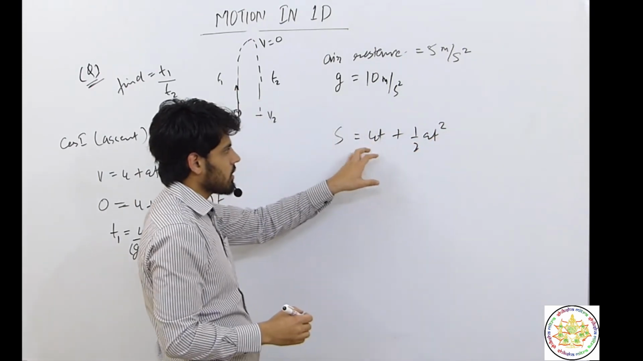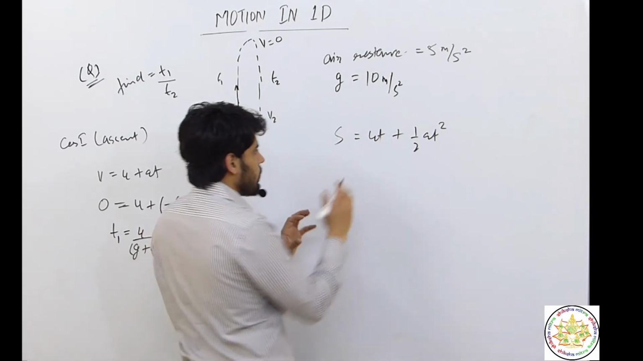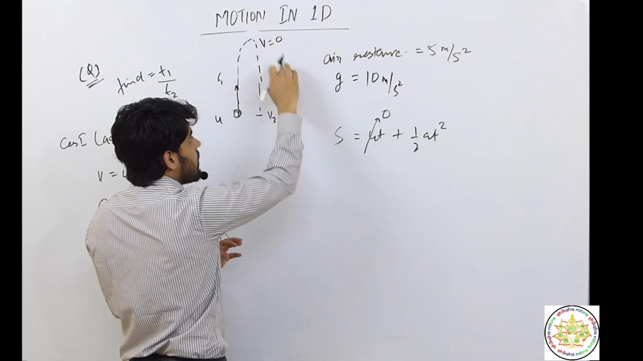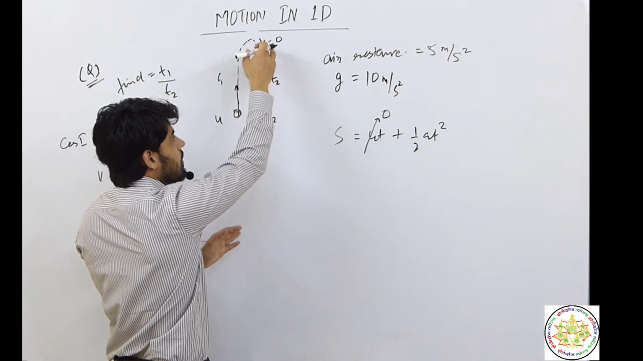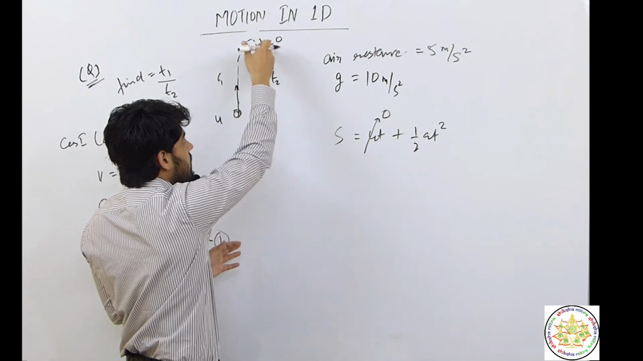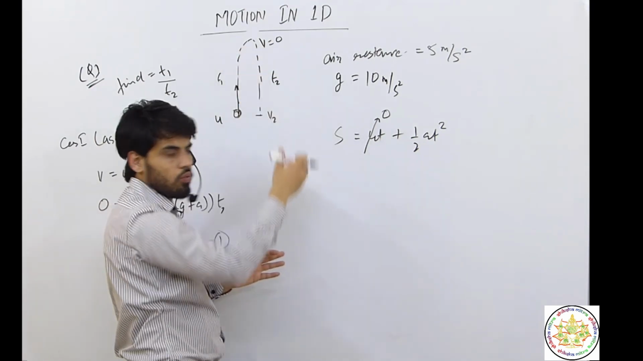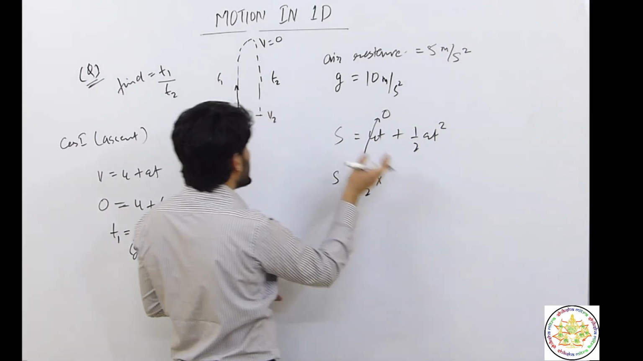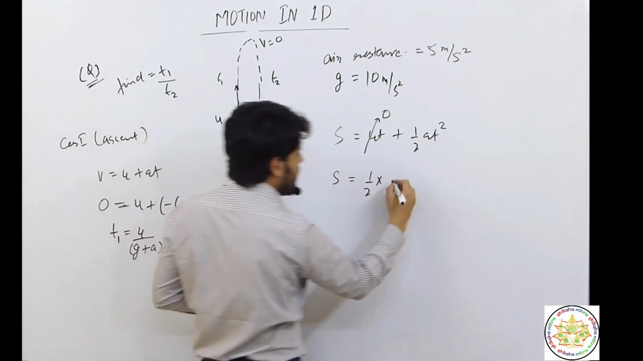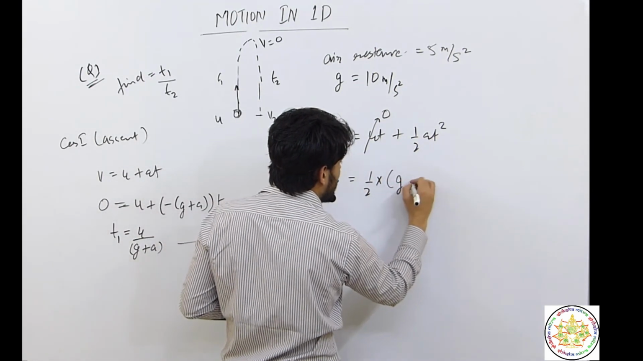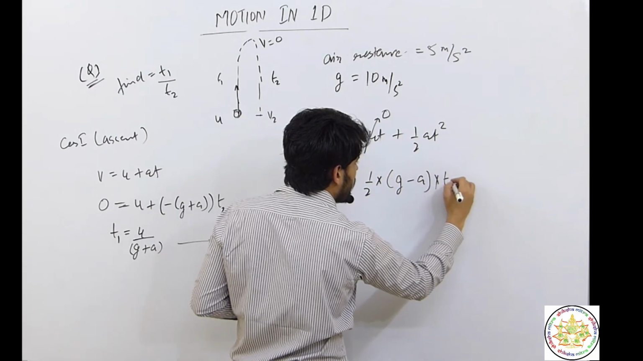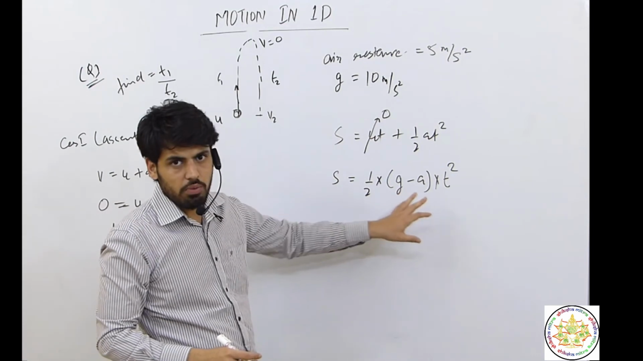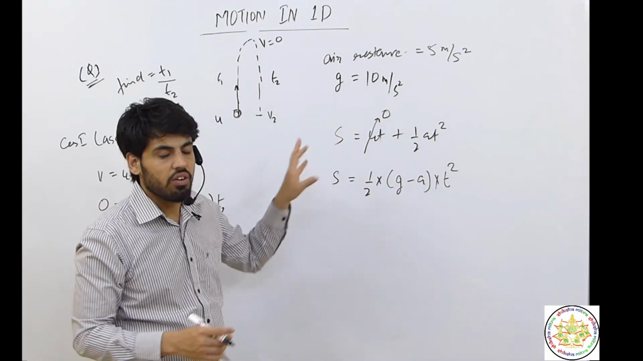This we have used because we try to resolve the equation in the smallest form so that it is easy to solve. Because initial velocity for this motion will be 0, that was final for the case 1, but now initial velocity for the case 2 will be 0. So s is equals to half into, and acceleration this will be g minus a into t square.